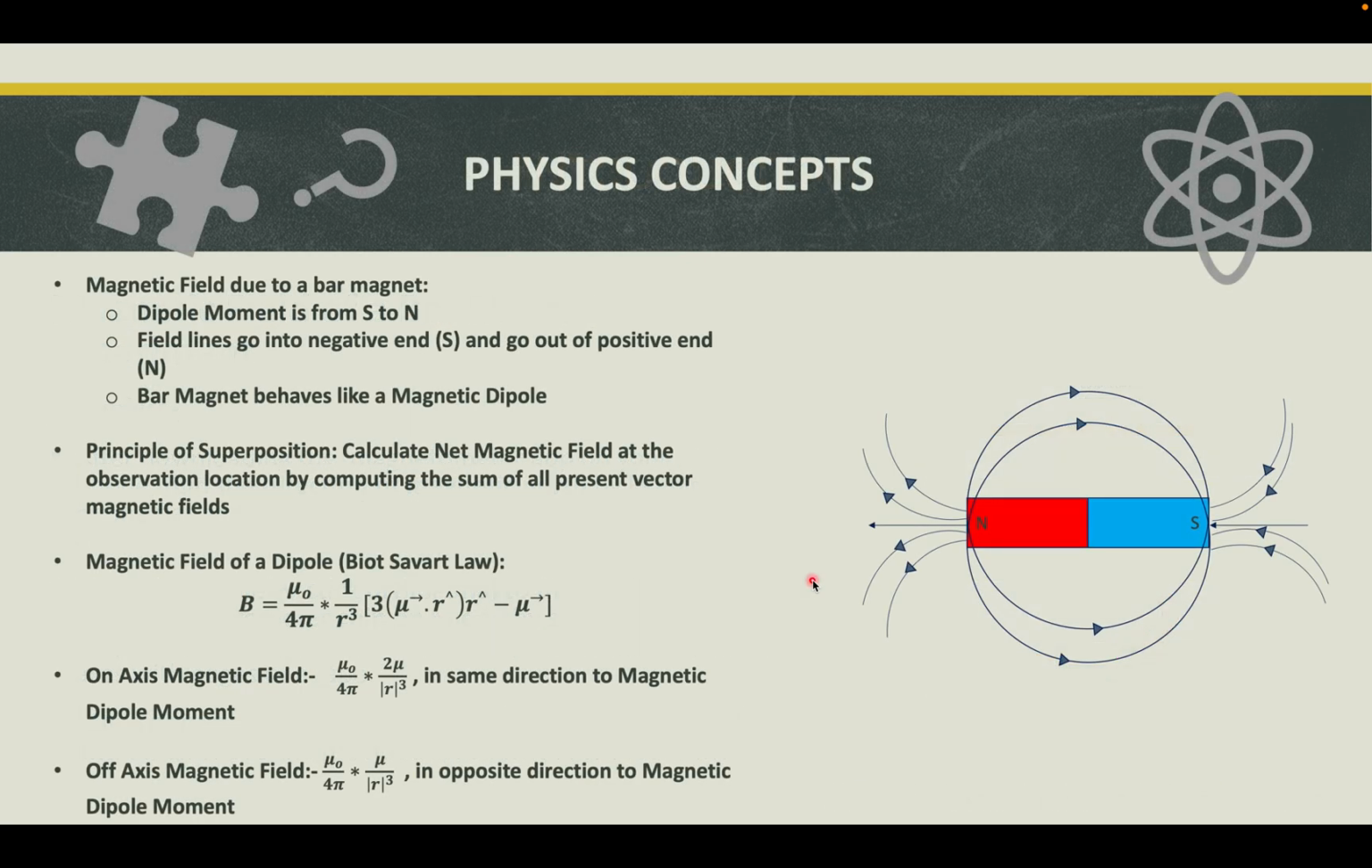We use a variety of physics concepts in this lab, like the bar magnet behaves like a magnetic dipole, which has a magnetic field as shown in this figure. Here the magnetic field lines go into the negative south end and go out of the positive north end, and the dipole moment is from south towards the north. We also use the principle of superposition to find the net magnetic field, the Biot-Savart law, and formulas for on-axis and off-axis magnetic fields of a dipole.